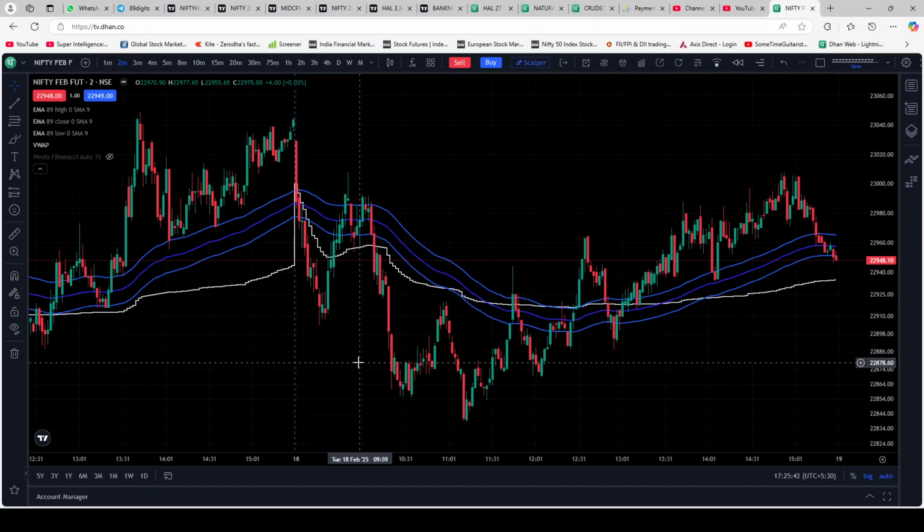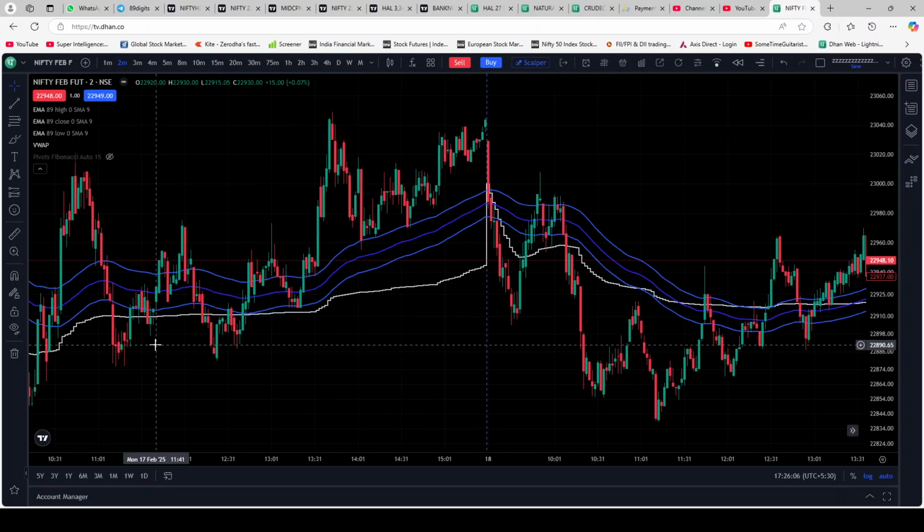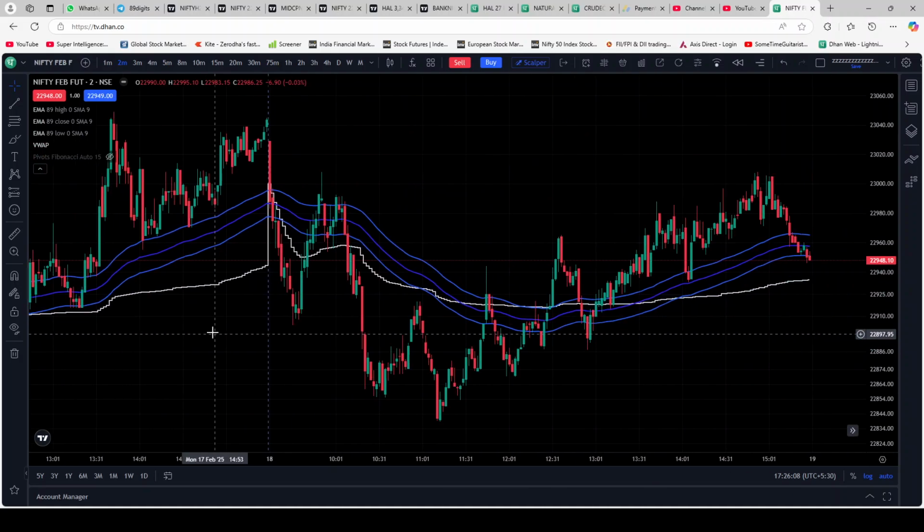EMA89 on 2 minutes time frame, use EMA 3 times with the same value 89. The only difference is the source will be high, source will be close, and source will be low for the same EMA89, and then use a VWAP. Above the band and above VWAP bullish, below the band and below VWAP bearish. And yes, the logic has some validity to it.